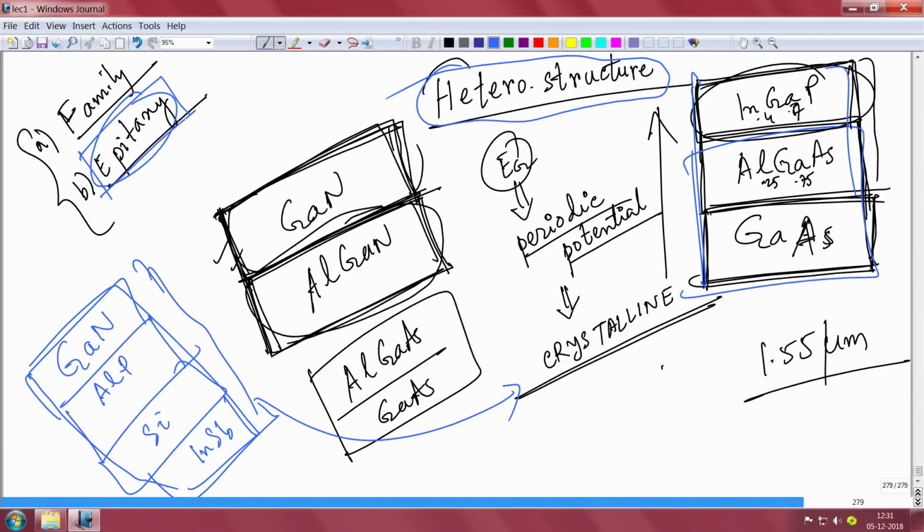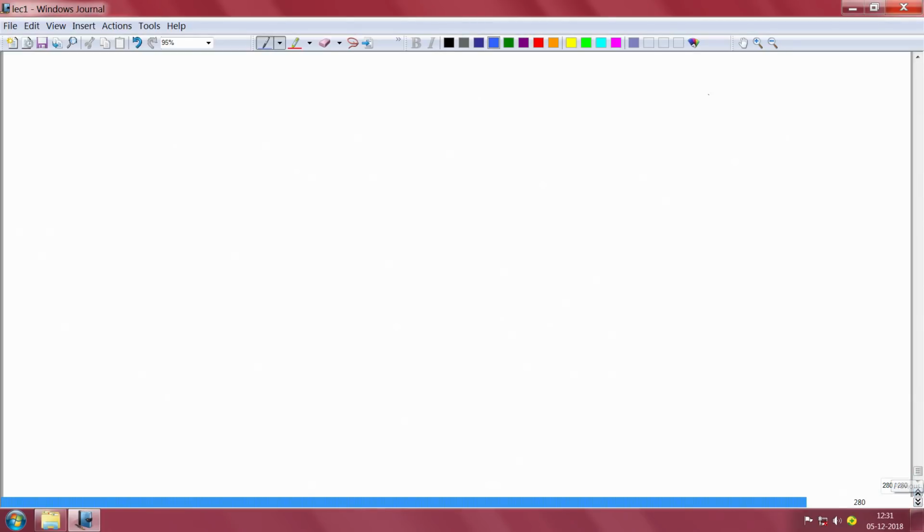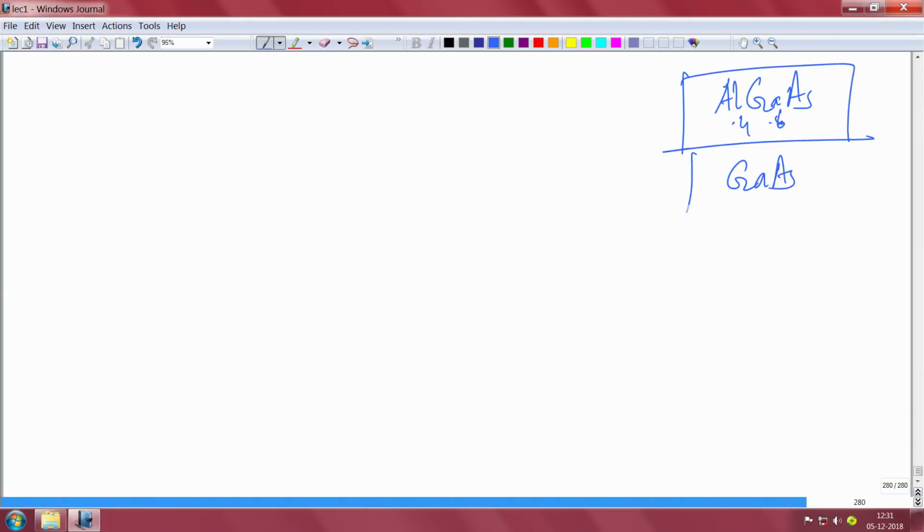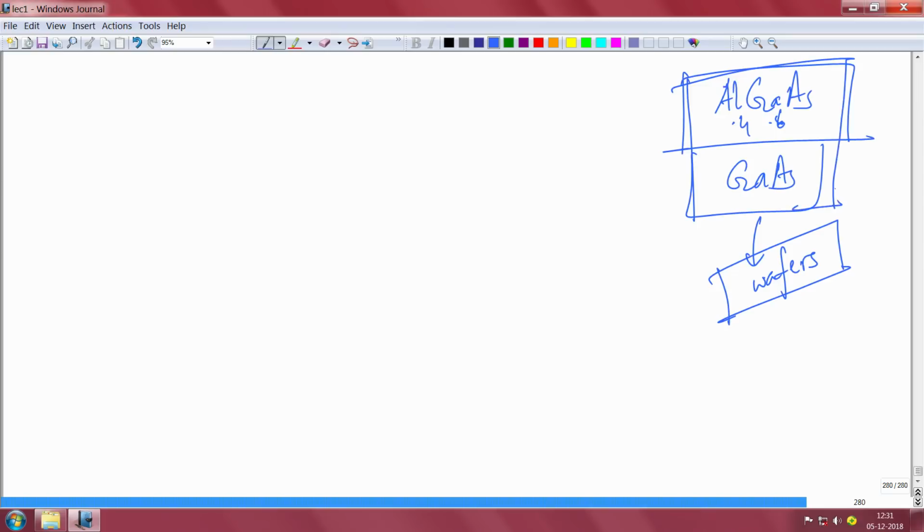Epitaxy is basically, when you want to grow a material on top of another material, say you want to grow aluminum gallium arsenide, say 40, 60, on top of gallium arsenide. Gallium arsenide wafers are available, you can buy them commercially. So you buy a gallium arsenide wafer and you want to deposit crystalline aluminum gallium arsenide. That is a very advanced, sophisticated, costly, expensive and time consuming process actually. It's not very easy. You have to do epitaxy for that.